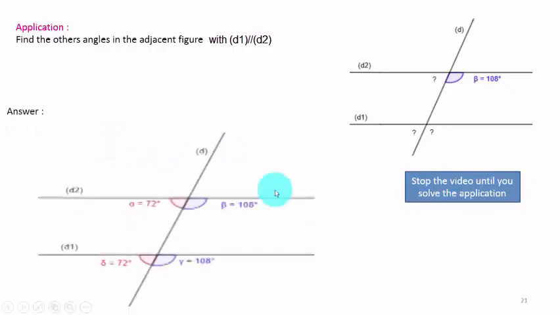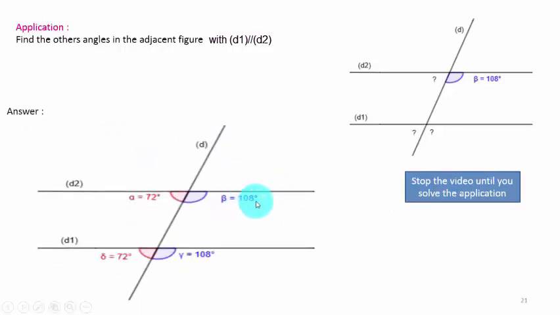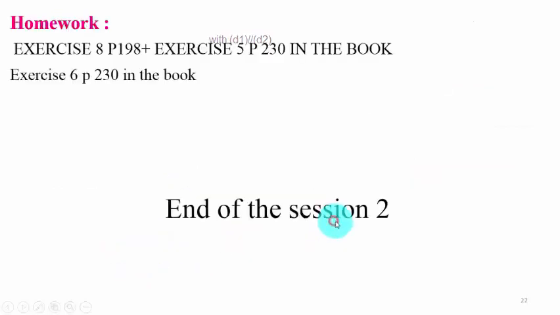The answer is angle beta equals 108 degrees. Then this angle is also equal to 108 degrees since they are corresponding angles. Angle alpha equals 180 degrees minus beta, then it is equal to 72 degrees. Then gamma equals also 72 degrees since they are corresponding angles.